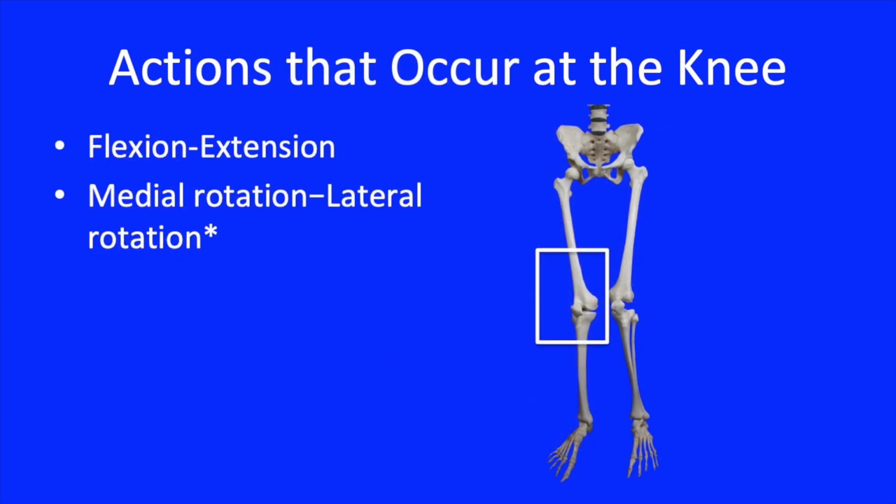To review, there is flexion and extension at the knee joint, as well as medial and lateral rotation. Medial rotation can be either passive or active, and lateral rotation will always be active.